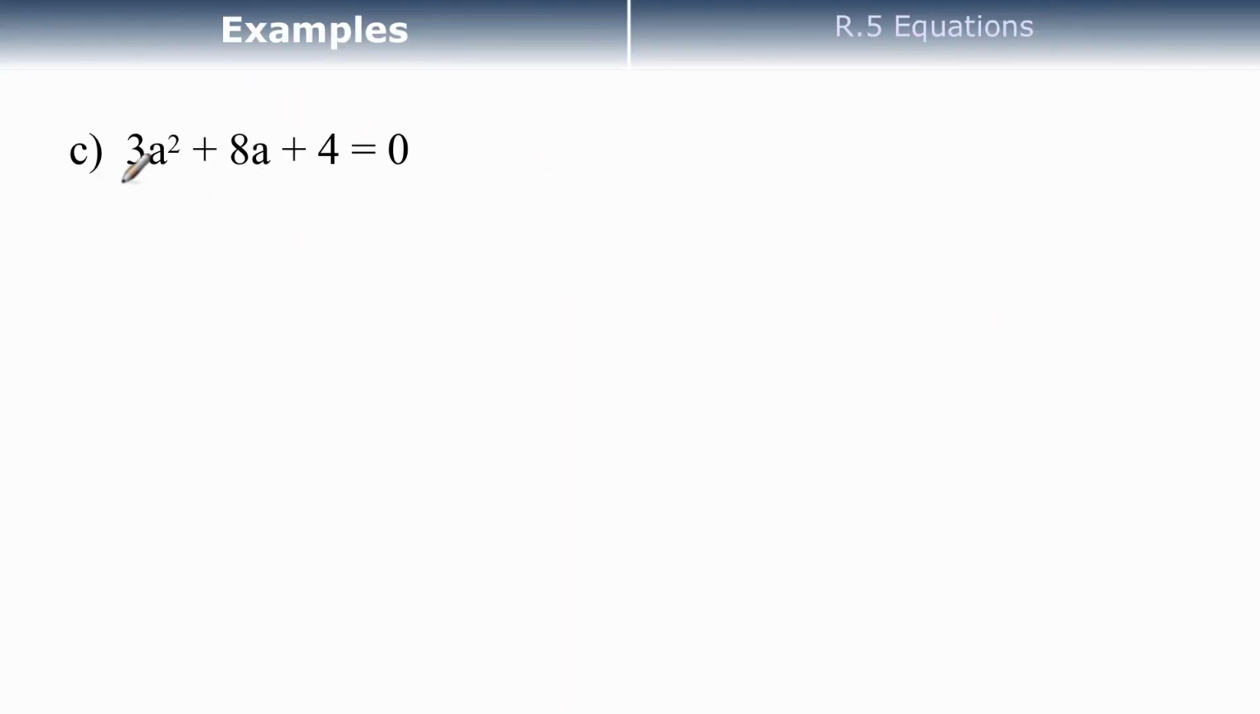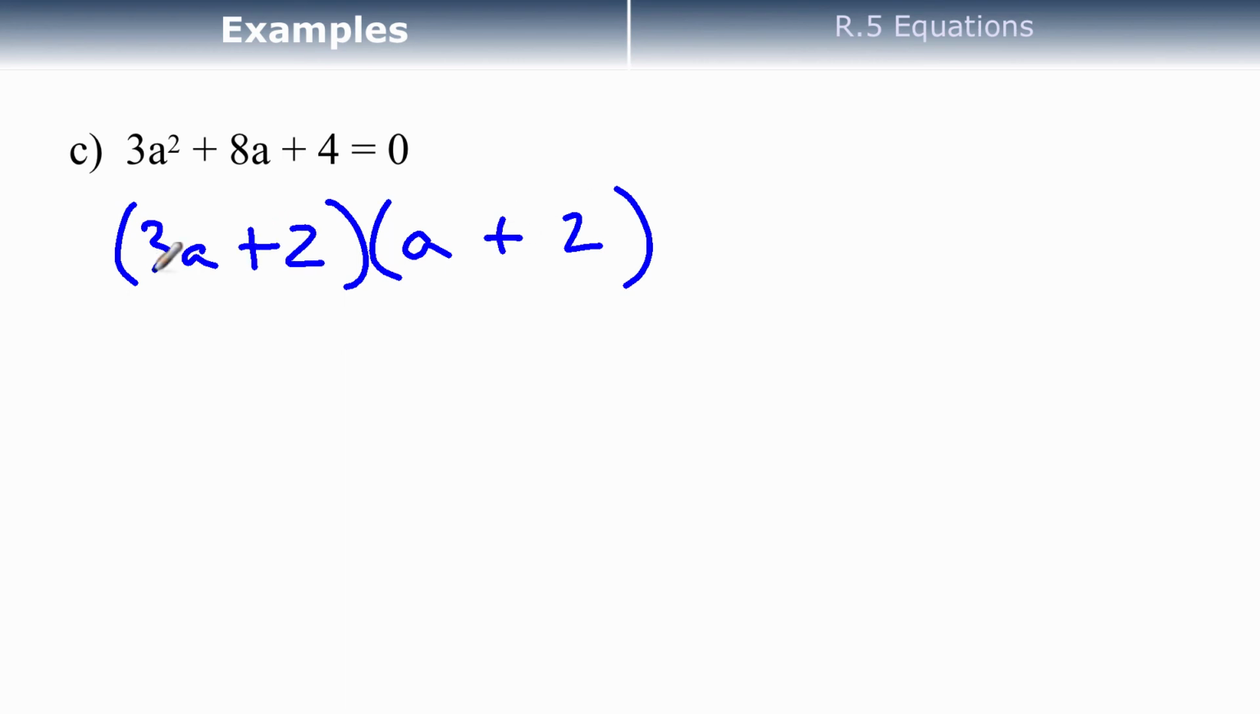Okay, here's another one. Here's one where I have a 3 in front. That means it's an AC thing. I'm going to have to factor that. I'm just going to try and see if I can guess it. So I'm calling it a 3a and this an a. And then if I put a plus 2 here and a plus 2 there, I think when you FOIL that out, you'll find that you come up with this. Okay, and that's equal to 0.